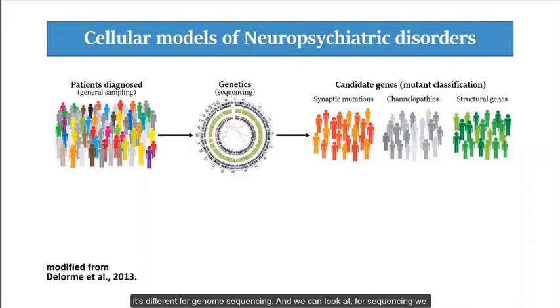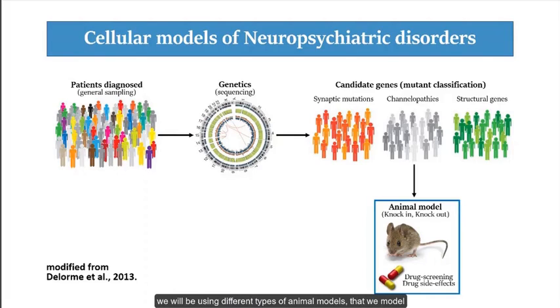For example, a straightforward approach would be exome sequencing, and after sequencing we identify what kind of mutations that patient might be having, like synaptic mutations, channel mutations, or mutations in structural genes that might get altered, and these patients are having this sort of psychiatric disorder.